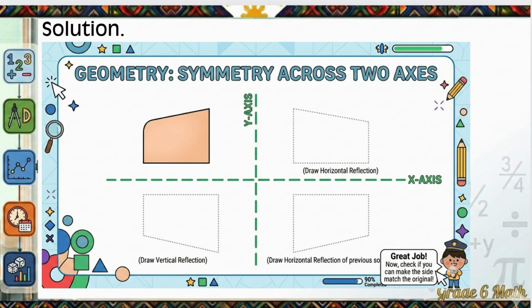3. Horizontal reflection. Mirror on the x-axis. Now, imagine the mirror is on the floor, x-axis. We call this a water reflection. What changes? The top goes to the bottom. The shape is now upside down. What stays the same? The left and right positions do not swap.